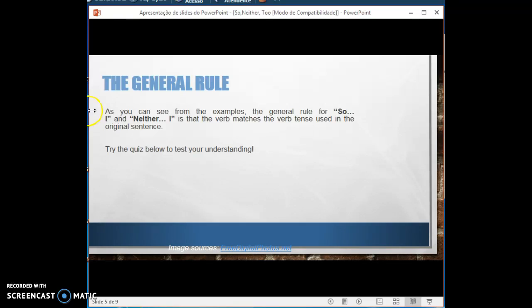To sum up, we have the general rule. As you can see from the examples, the general rule for "so do I" or "so am I" and "neither do I" or "neither am I" is that the verb matches the verb tense used in the original sentence.